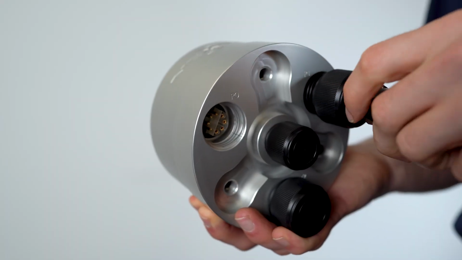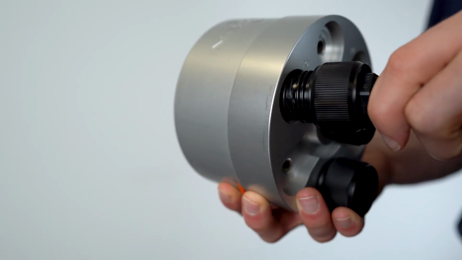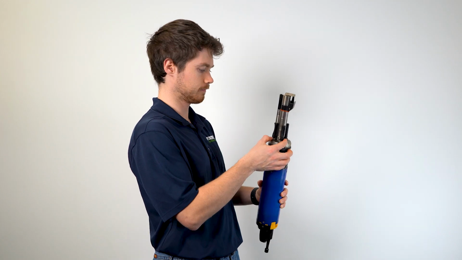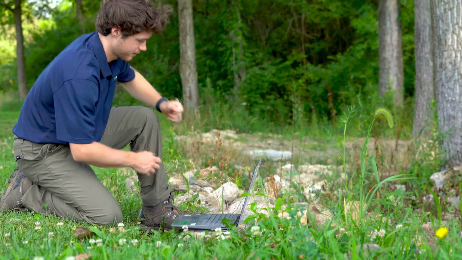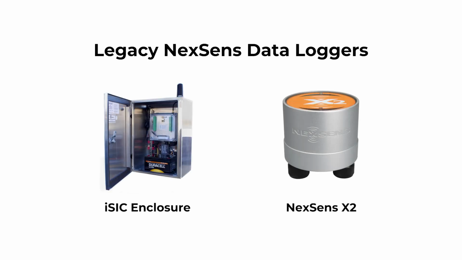For X3 data loggers, unplug the Sonde from its current port and plug it into the P0 port for constant power. This will also reset the Sonde. The Sonde LEDs should illuminate. If not, the Sonde's function should be confirmed on a computer. On legacy NexSens loggers, contact NexSens for assistance.